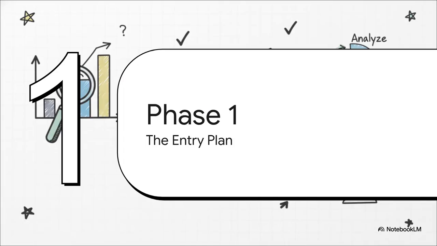So, where does a cycle like this even begin? Well, it all kicks off with phase 1, the entry plan. You can think of this as the master blueprint for the entire operation. It's where all the key parameters, risk levels, and potential outcomes are defined. And this is all done before anything actually happens in the market.